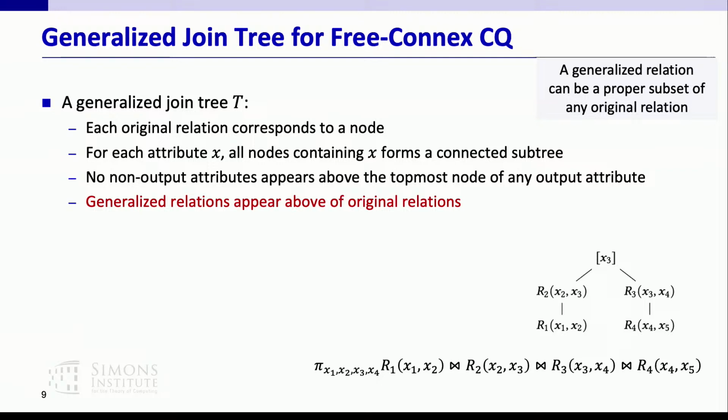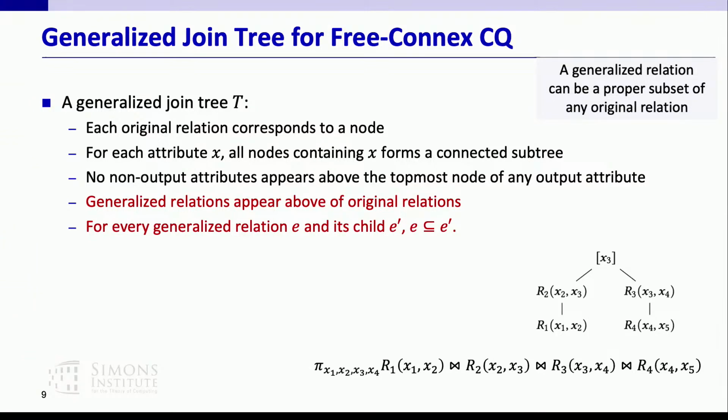In this example, X3 is a generalized relation. It could be the projection of R2 or R3, and it appears above any original relation in this tree. There's another condition that says that for every generalized relation and its child, its attributes should be completely contained by the children. There are different definitions of generalized join tree. I will talk about them later, but this one will be used in our analysis.